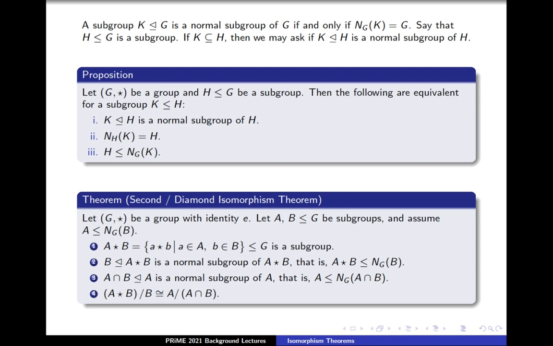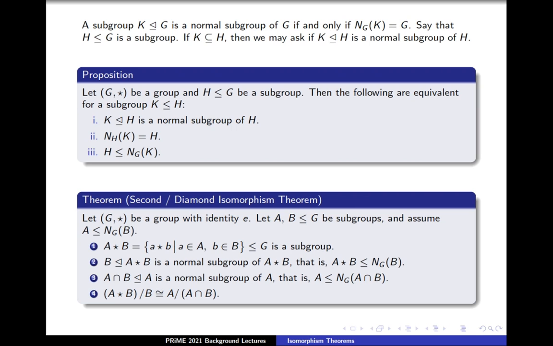Also, we can look at the intersection of A and B, and we get that this is a normal subgroup of A. That is, using the proposition above, A is a subgroup of the normalizer in G of A intersect B. Okay, so we have these two different normal subgroups. We can form quotients. So we can form A star B mod B, and we can form A mod A intersect B. And these two different quotients are isomorphic. So that's what this theorem says.